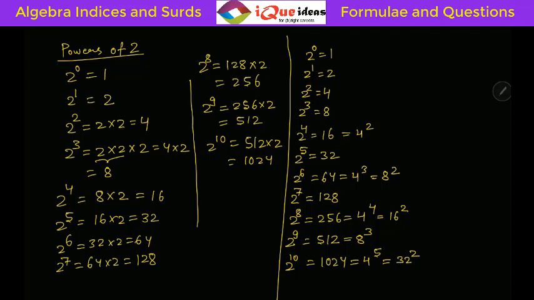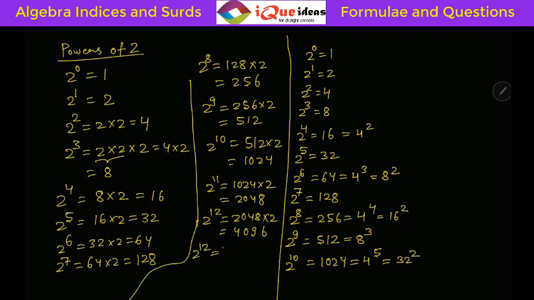Let me calculate a couple of more powers. So 2 raised to the power 11 is equal to 1024 into 2, that is 2048. 2 raised to the power 12 is equal to 2048 into 2, which is 4096. Now look at this very carefully. This 2 raised to the power 12, which is equal to 4096, it can also be equal to 4 raised to the power 6, 8 raised to the power 4, 16 raised to the power 3, and 64 square. Right? So this is how these calculations become important, because there can be a lot of interconversions among the numbers themselves. Right?